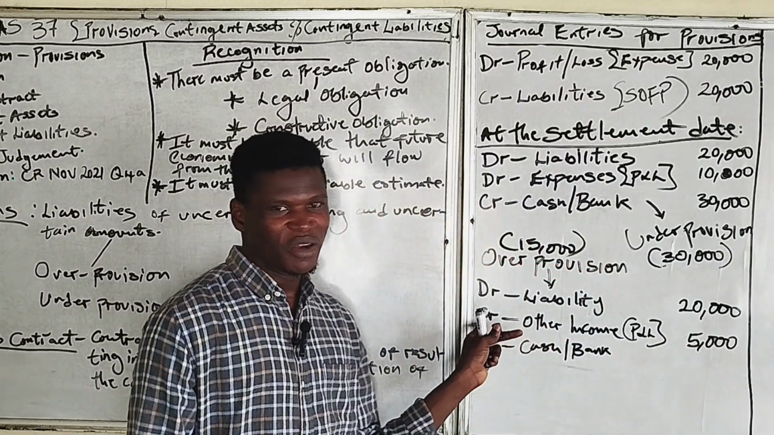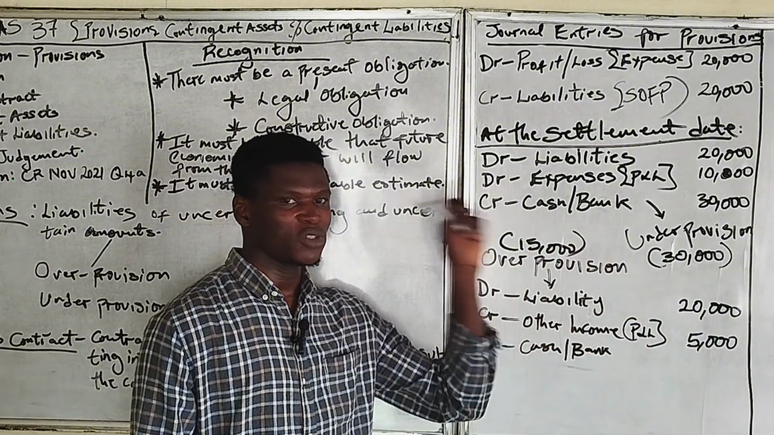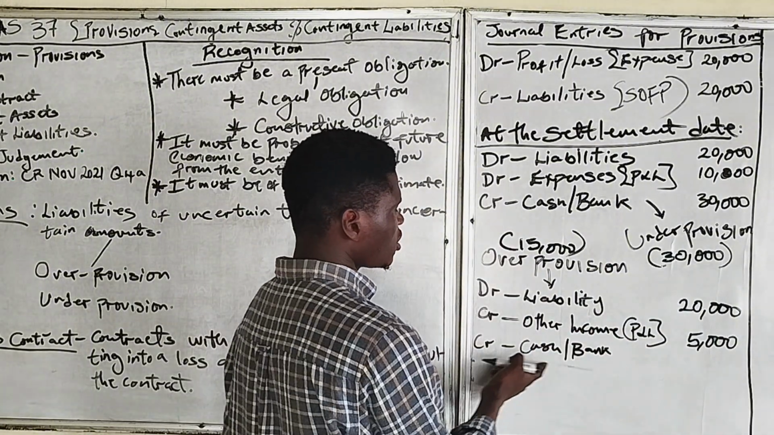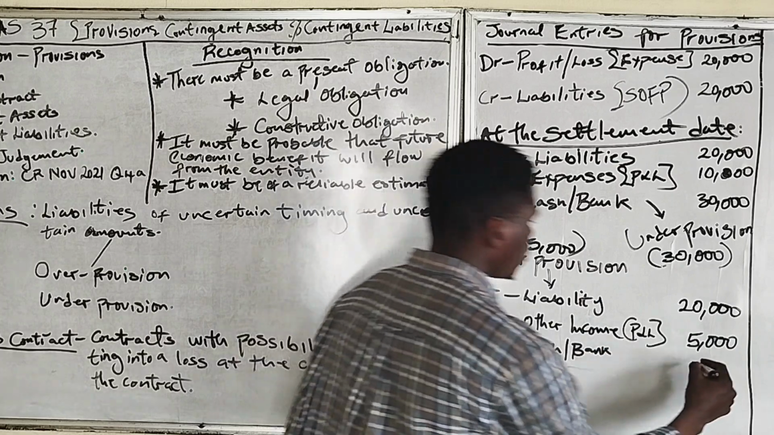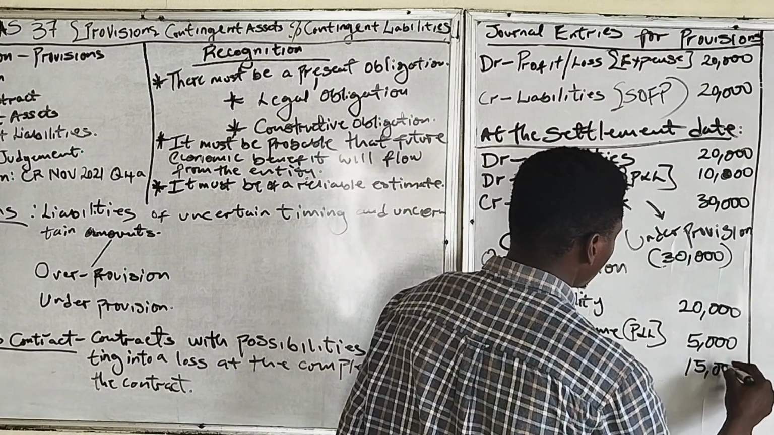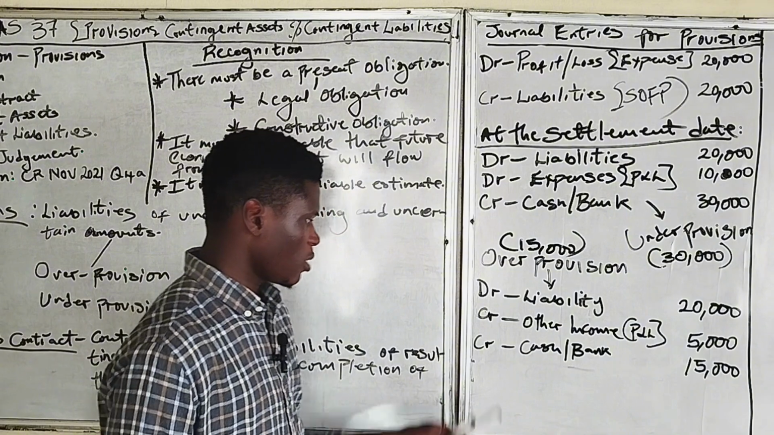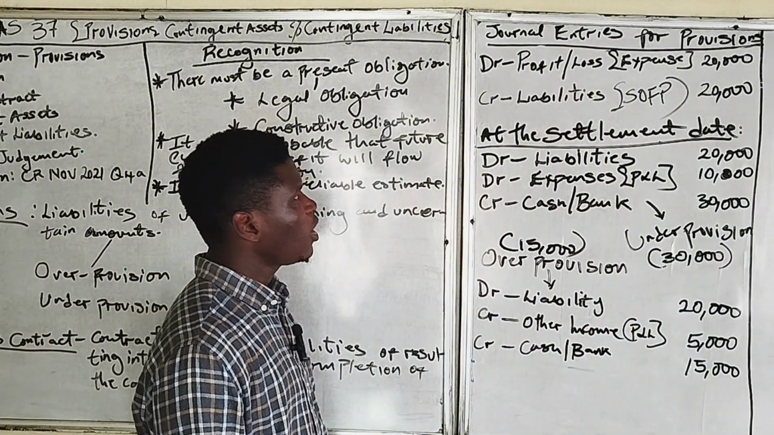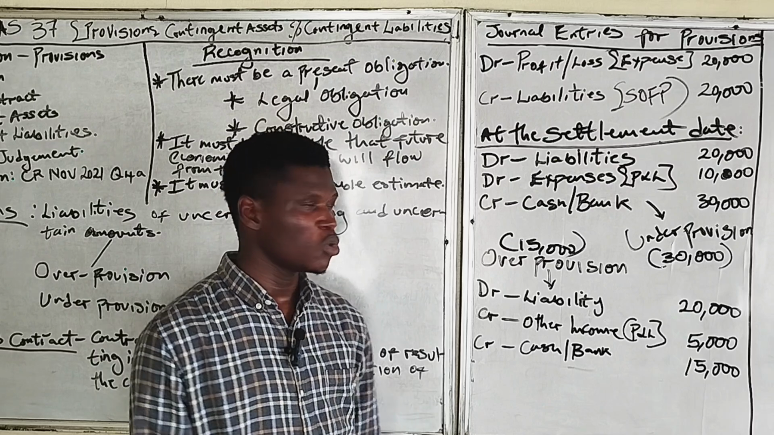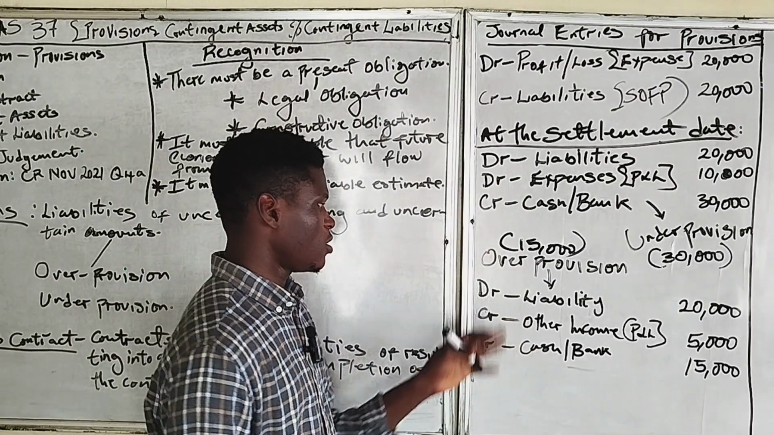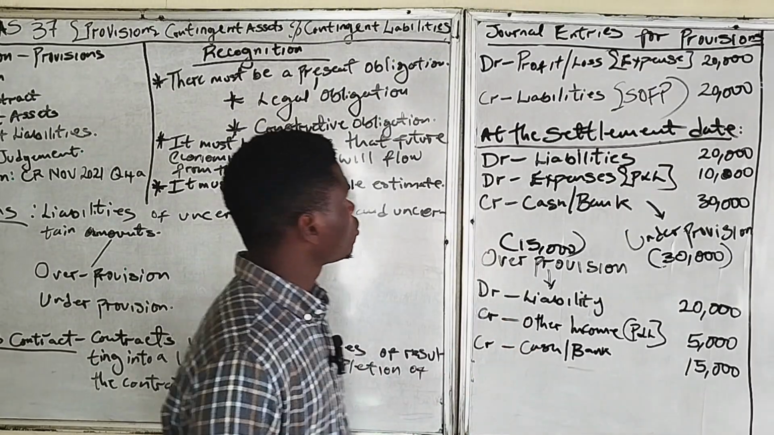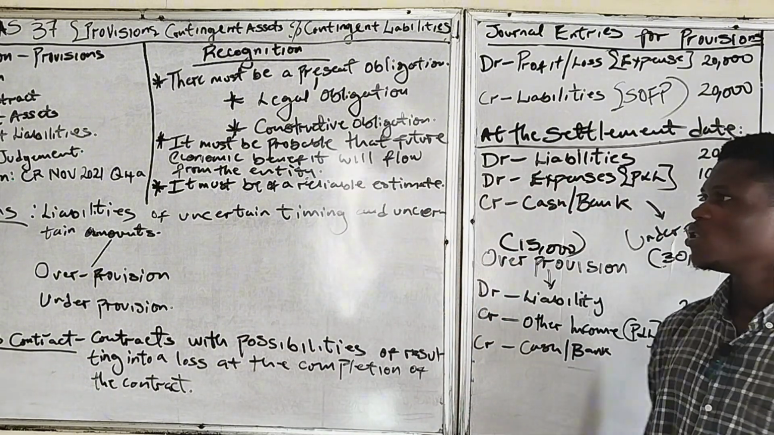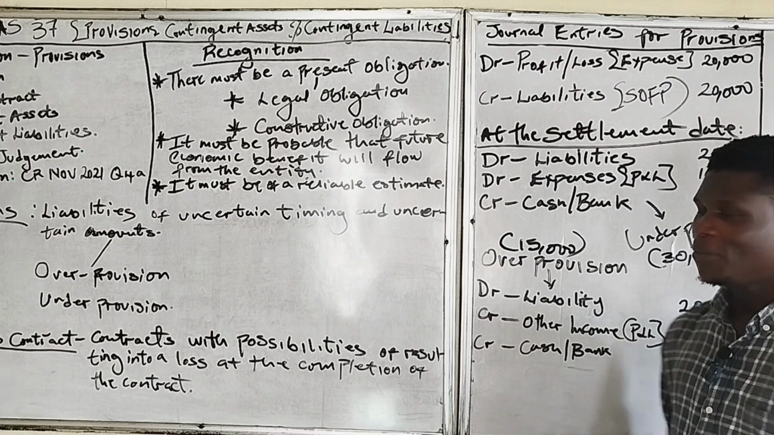Income means that is why we're crediting it. Crediting income means we're adding 5,000 as an income. Then what we eventually paid was 15,000, so we're crediting our cash or bank with 15,000. We said crediting cash or bank is like deducting from cash or bank. So this is the case where we have the recognition of provisions in our financial statements. So that's for that. Then we can move forward to the next, which is contingent assets and contingent liabilities.